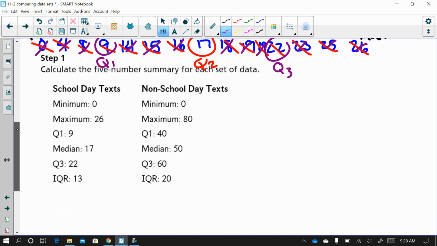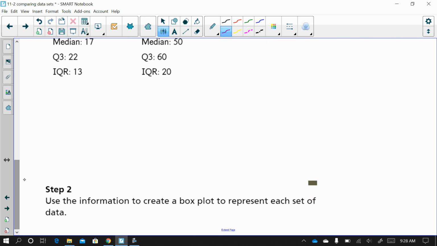Okay, so after I calculate my 5-number summaries, I want to use the information to create a box plot.